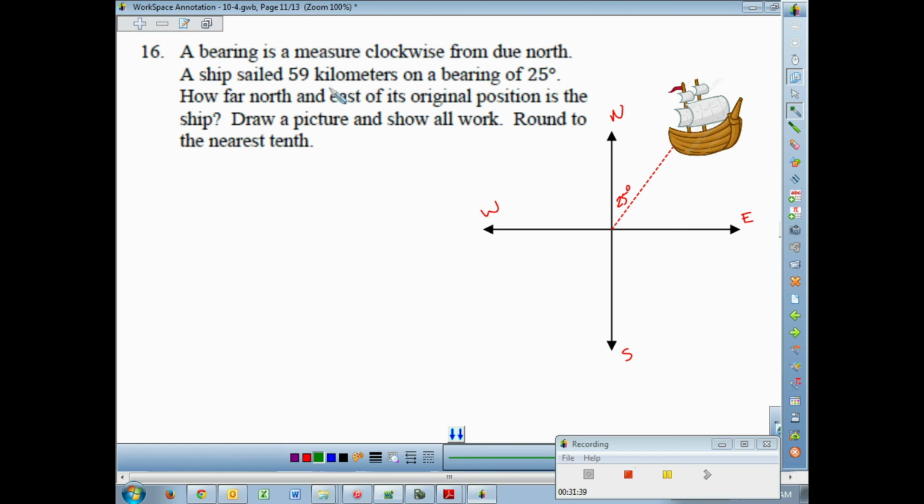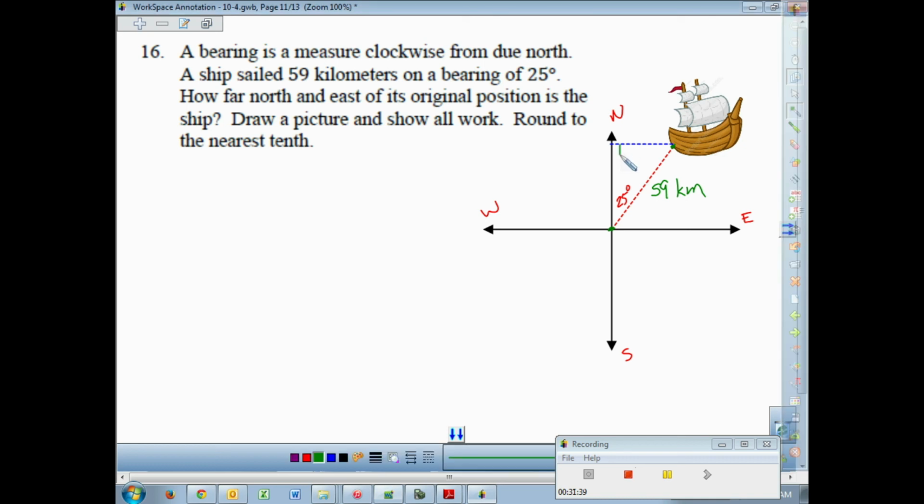How far did it sail? 59 kilometers. Everybody down with that? From where it started to where it currently is right now, 59 kilometers. Good deal? How far north and east of its original position is the ship? Well, all we need to do is connect that. And what angle is formed right there, my friends?